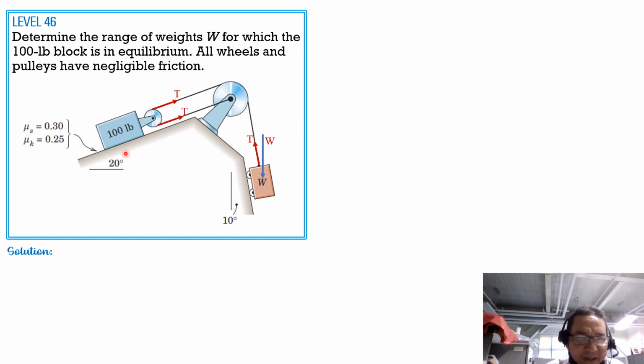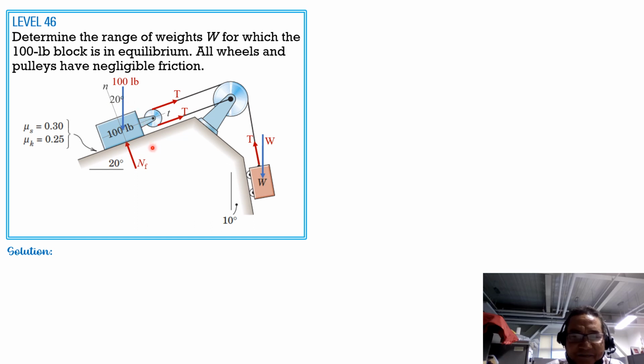Then we have the normal reaction between the 100-pound block and the inclined plane, which is denoted by NF. Then the frictional resistance. So let's superimpose the normal and the tangential axis. Then the weight, 100 pounds. The angle here is 20 degrees.